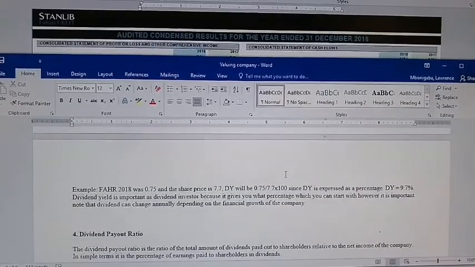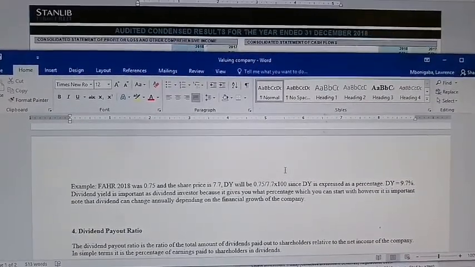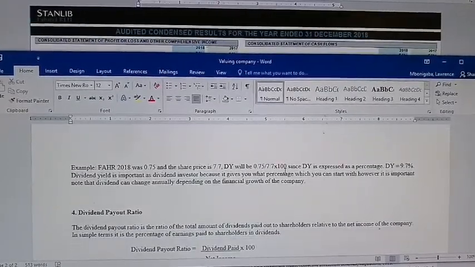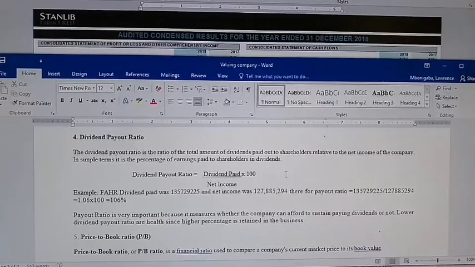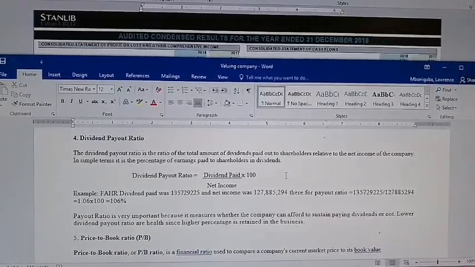So that's how you can take the PE. That's basically what PE shows you. The third ratio that I also consider when analyzing a stock is dividend yield.